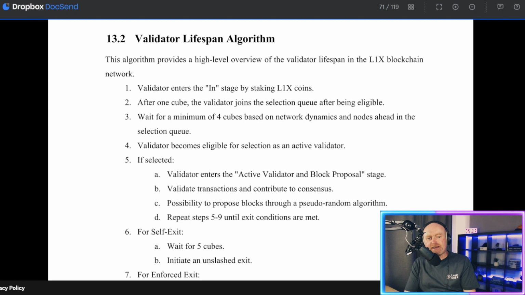13.2. Validator lifespan algorithm. This algorithm provides a high-level overview of the validator lifespan in the L1X blockchain network. Validators enter the in stage by staking L1X coins. After one cube, the validator joins the selection queue after being eligible. Wait for a minimum of 4 cubes based on network dynamics and nodes ahead in the selection queue. Validator becomes eligible for selection as an active validator. If selected, the validator enters the active validator and block proposal stage. Validate transactions and contribute to consensus. Possibility to propose blocks through a pseudo-random algorithm. Repeat steps 5 to 9 until the conditions are met.